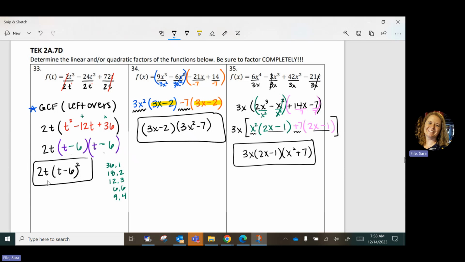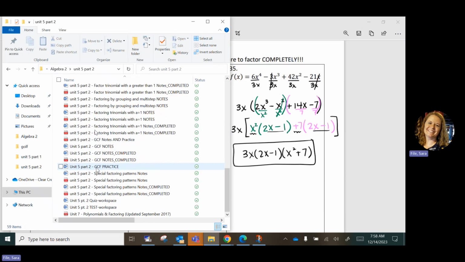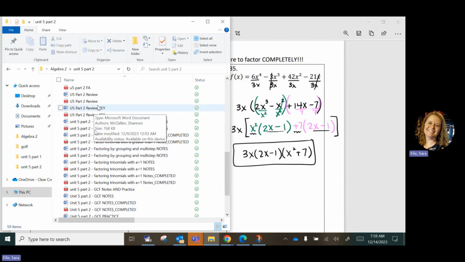Right, so if there is no GCF, if we have a trinomial that doesn't have a GCF, so our A is not a 1, is that what you're asking? Okay, so yeah, here, let me find one. There was probably one on our review. Am I overlooking our review? Oh, there it is up here, review.